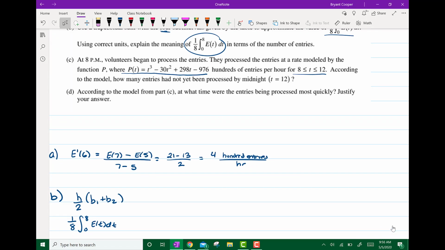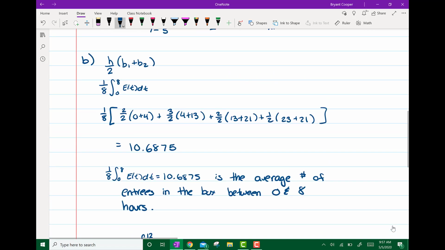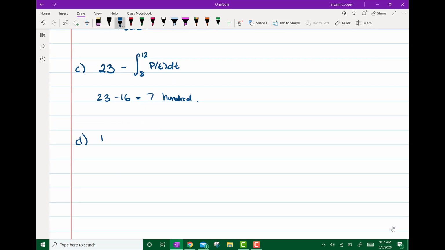Alright, according to the model from part C, at what time were the entries being processed most quickly? Justify your answer. So when you see this most quickly, you should think of like a maximum. Okay, so what we want to do is when are the entries being processed most quickly? So this is the rate at which they're being processed. So I want to set the derivative of P equal to 0. So the derivative of P is 3t squared minus 60t plus 298, and we're going to set that equal to 0.